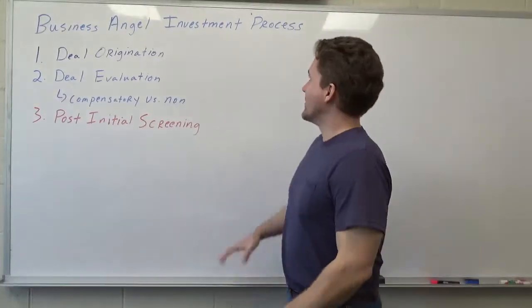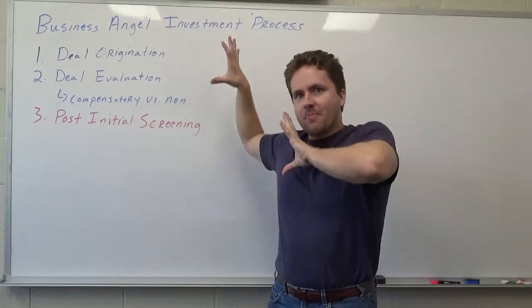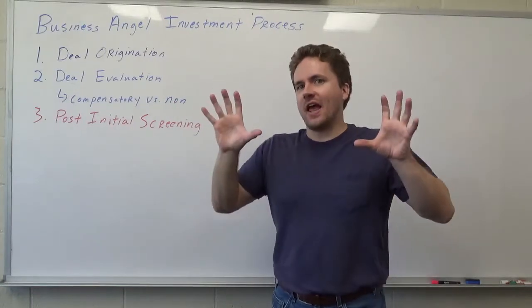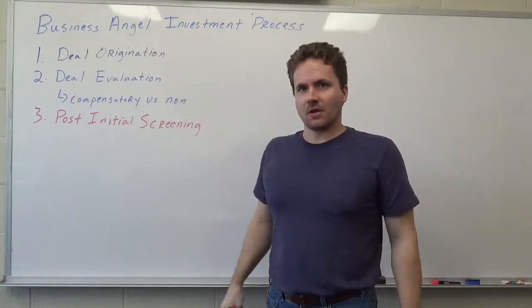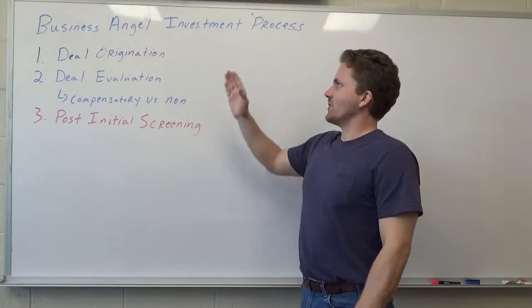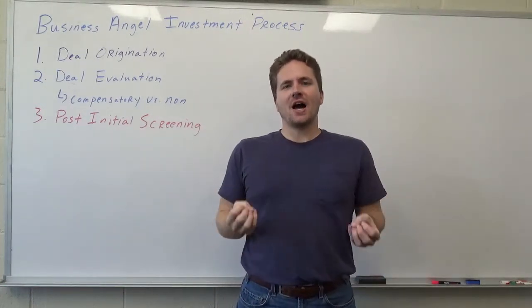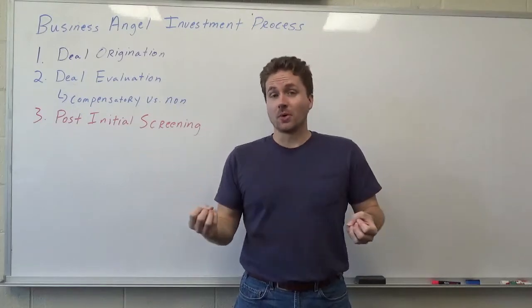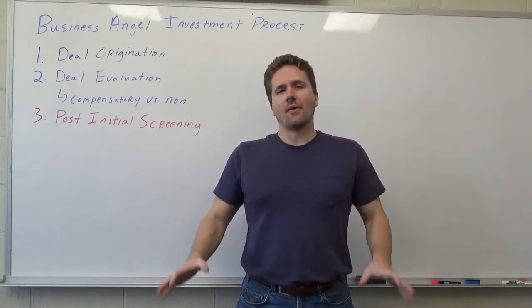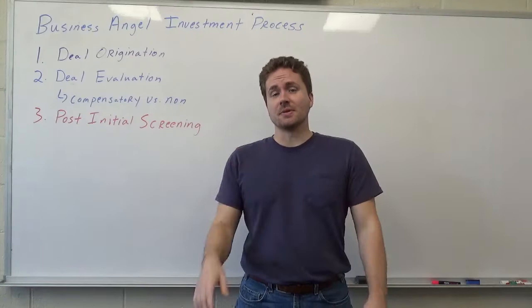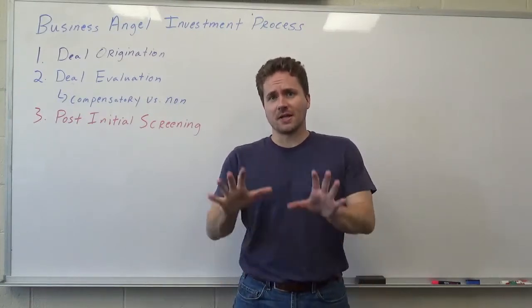Welcome back. So now we're going to talk about, in a very broad sense, what does a business angel investment process look like? So the first thing that's going to happen is the deal origination. They've got to find an entrepreneur that they're going to invest with or work with. Now we've already talked about the dinner model and some of that dinner club stuff.